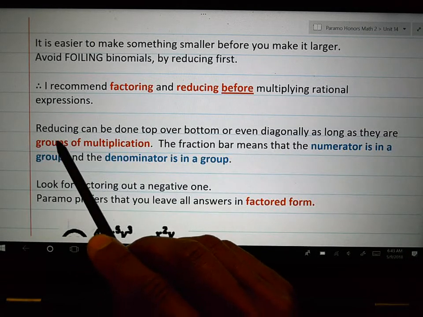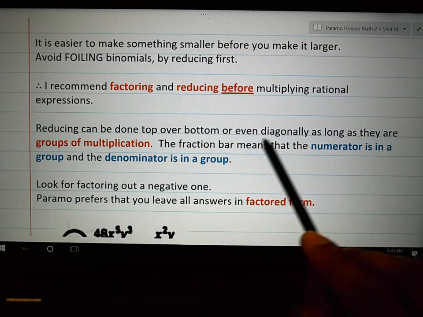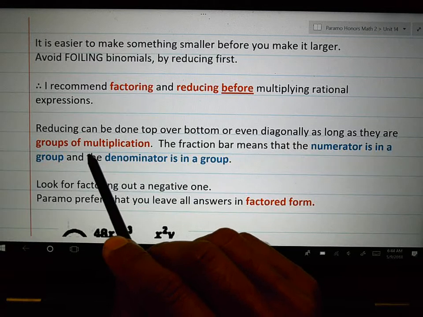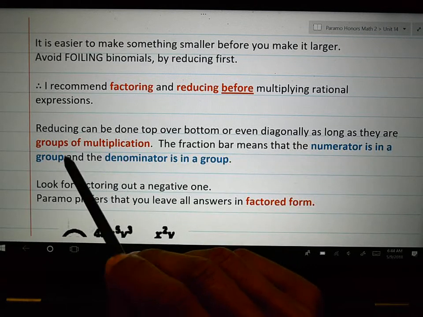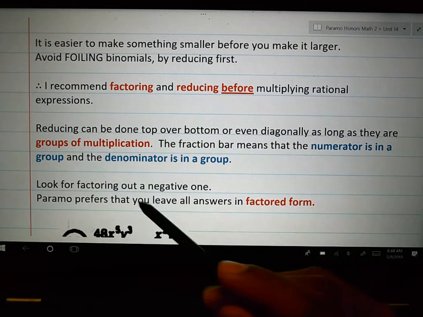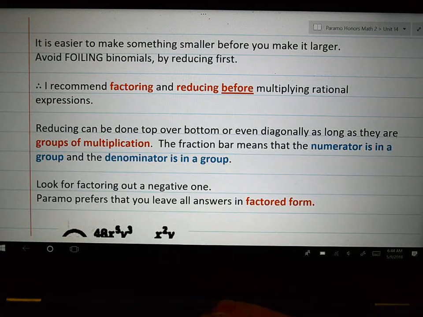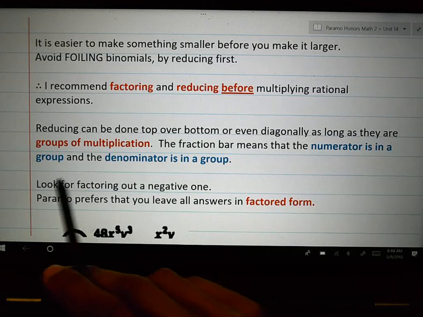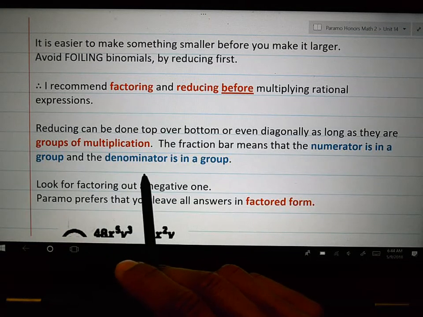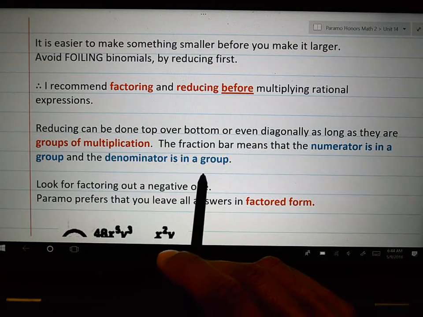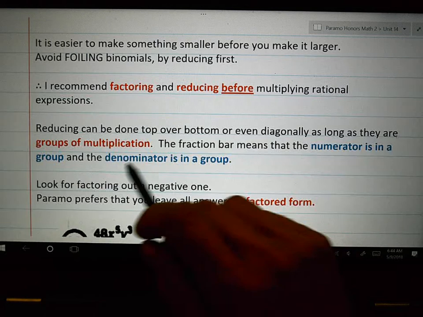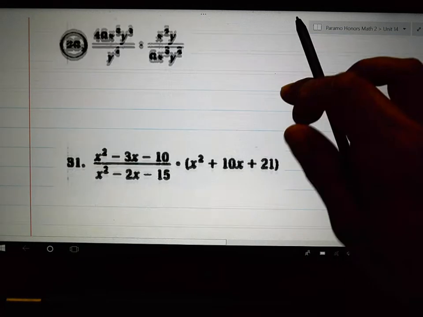When we reduce, it can be done top over bottom or even diagonally as long as they are groups of multiplication. What classifies as a group of multiplication? It is anything that's in parentheses. And don't forget, the fraction bar means that the numerator is in a group or in parentheses, and the denominator is in a group or in parentheses as well. And I say that because they are implied. Do not assume that it's not a group.